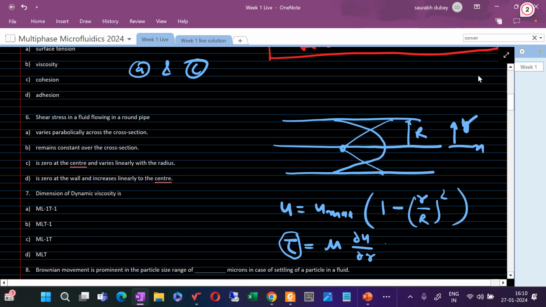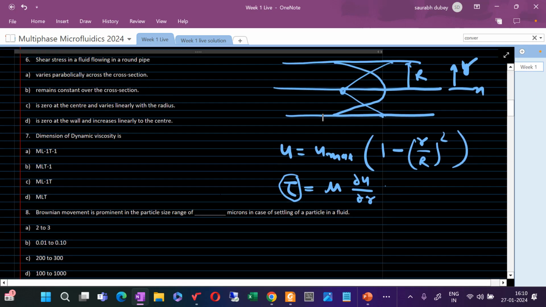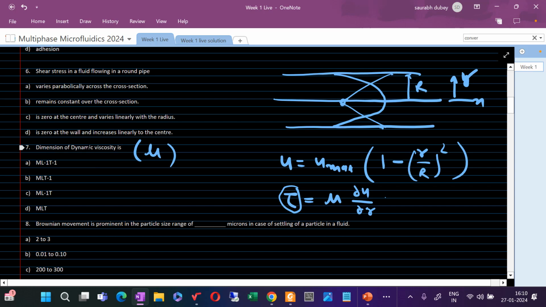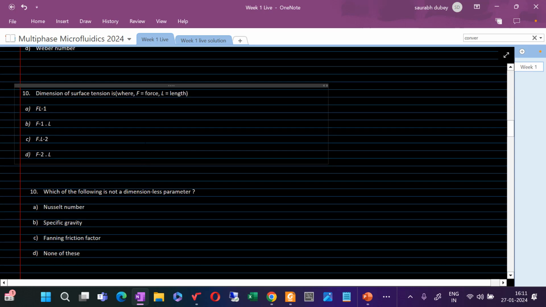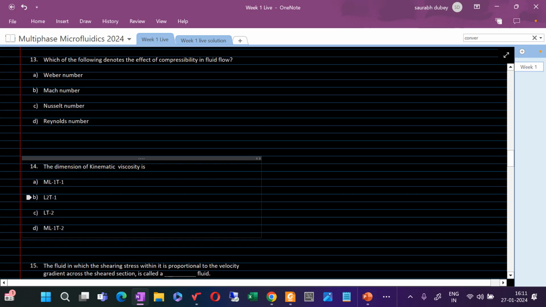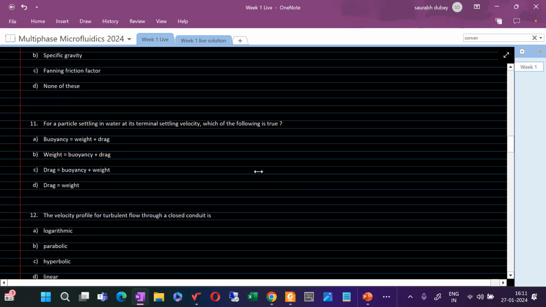Okay, so this is it. And the seventh question: dynamic viscosity is mu. There are two viscosities, one is the dynamic viscosity and another one is the kinematic. This is the dimension of the dynamic viscosity, and here the dimension of the kinematic viscosity. Kinematic viscosity is nu equals mu divided by density, and dynamic viscosity is mu.